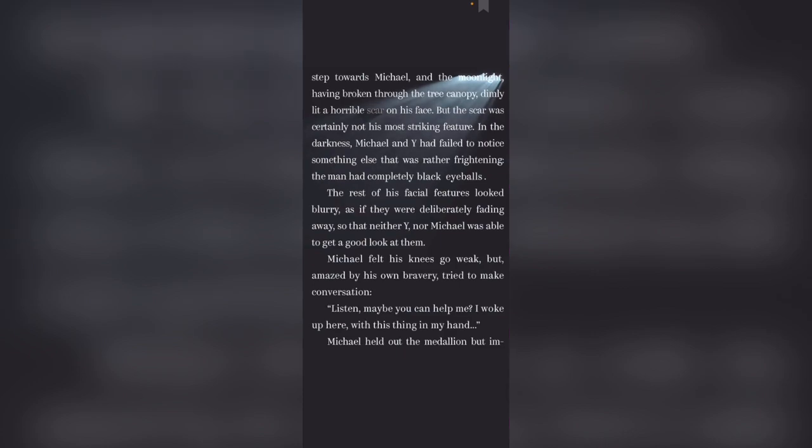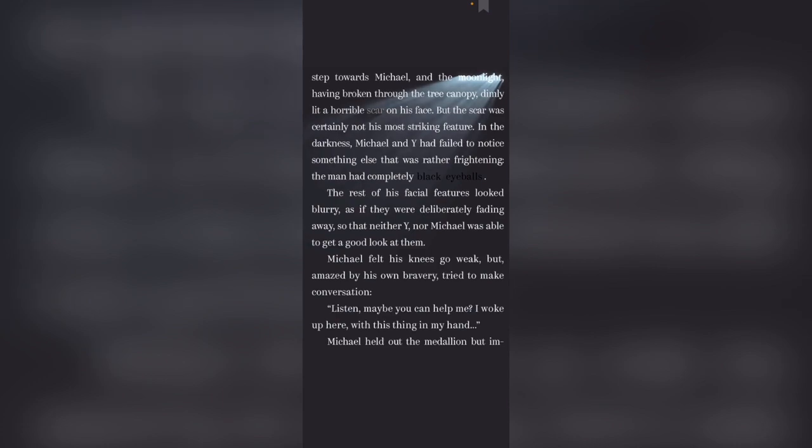In the darkness, Michael and Y had failed to notice something else that was rather frightening. The man had completely black eyeballs. The rest of his facial features looked blurry, as if they were deliberately fading away, so that neither Y nor Michael was able to get a good look at them. Michael felt his knees go weak, but amazed by his own bravery, tried to make conversation.